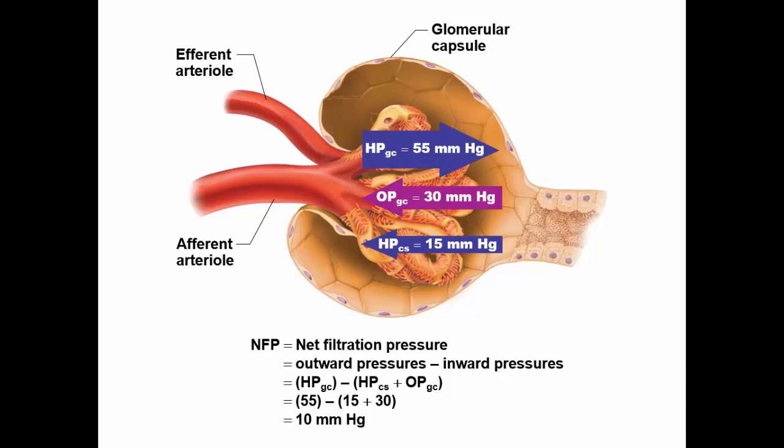As we look at the net filtration rates between the hydrostatic pressure out, the hydrostatic pressure back in, and the osmotic pressure of the proteins back in, our net filtration pressure is about 10 millimeters of mercury.